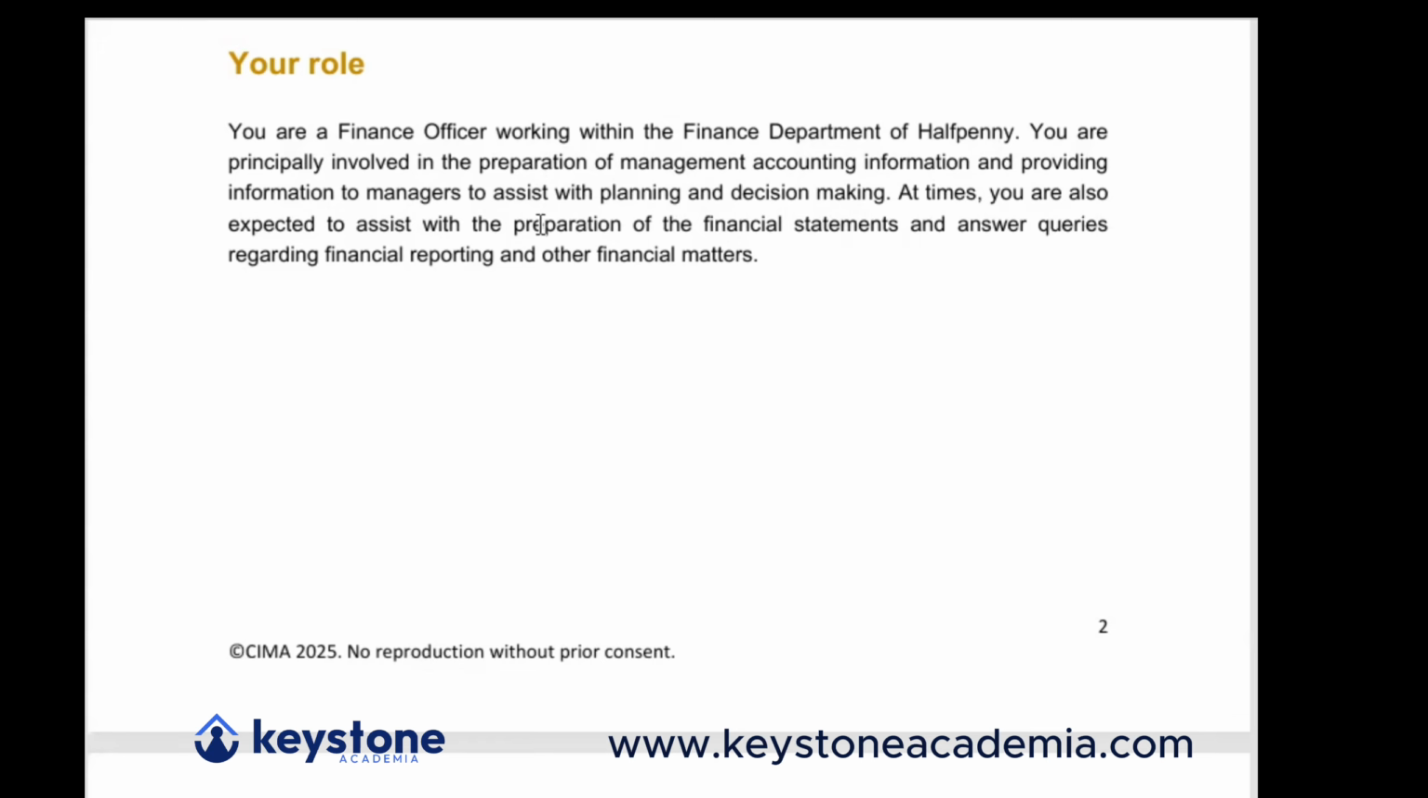At times, you are also expected to assist with preparation of financial statements and answer queries regarding financial reporting and financial matters. This is where F1 comes into place. We should know certain IFRSs. For example, if you're going for lease, what is IFRS 16 talking about? And if you're going with preparation, then what the particular IFRS or IAS is talking about. That is our main role. So management accounting is P1, very important. Then this preparation is all about F1, that is again important. And E1 is combining all of that.